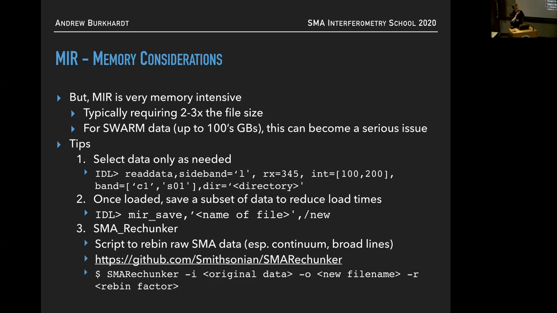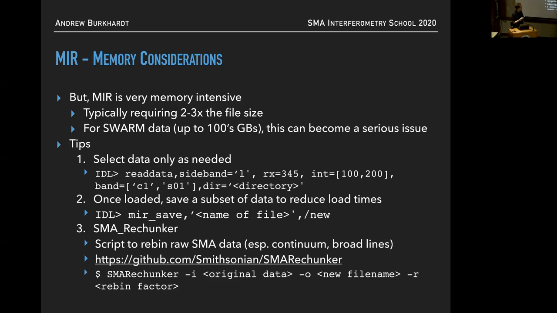As you first get your data, you get an email that says, hooray, you got your data. One of the first things you want to look at is how you're actually going to handle that data, because MIRIAD is quite memory intensive. Typically, you require about 2 to 3 times whatever the file size you're working with. You need that memory ready to go. And for SWARM, we're talking 100 gigabyte files.